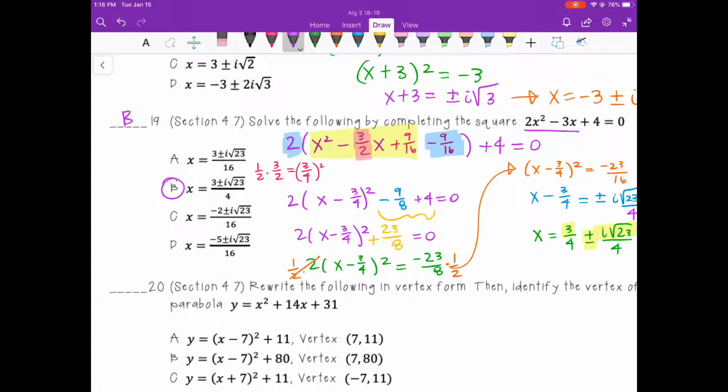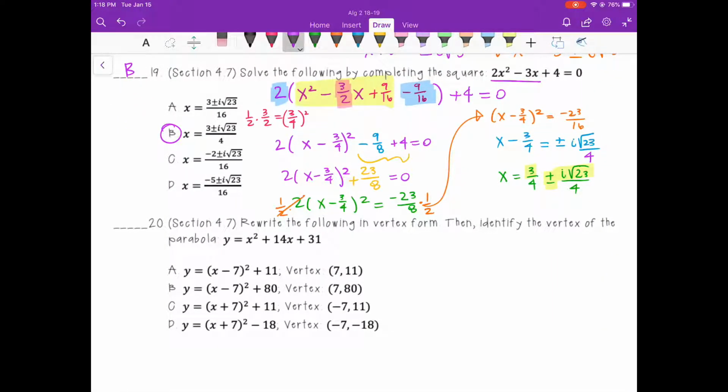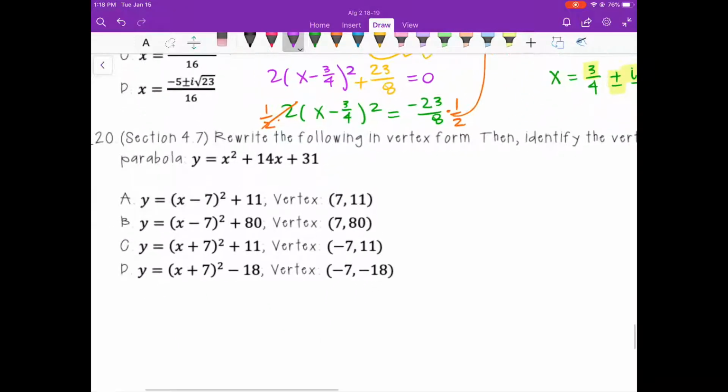Whew. Fun problem. Lastly, number 20, rewrite it in vertex form and then identify the vertex. We are going to do that by completing the square. So we want to take half of b and then square it, add it in, and then subtract it. Our b this time around is 14. Half of it is 7. That squared is 49. So we are going to add and then subtract it in right away.